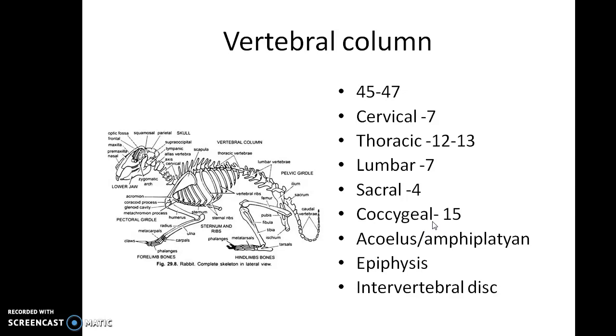In between the adjacent centra, there is a thin pad of fibrocartilage called intervertebral disc. These act as shock absorbing cushions and also as washers to prevent the friction and wear and tear of the vertebra. Now let us look at the different vertebrae.